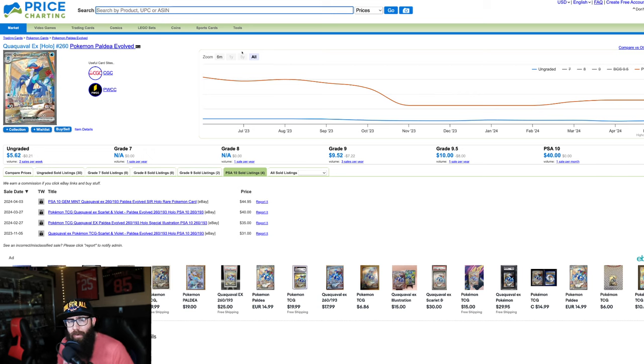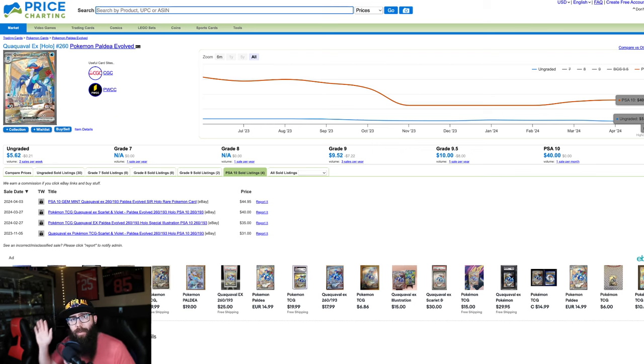And then you have the Quaquaval, final evolution of Quaxly. Some people are dunking on this Pokemon a little bit. He's always flipping his hair and whatever. But $5. Are you guys kidding me? So this could be a grading play for sure.